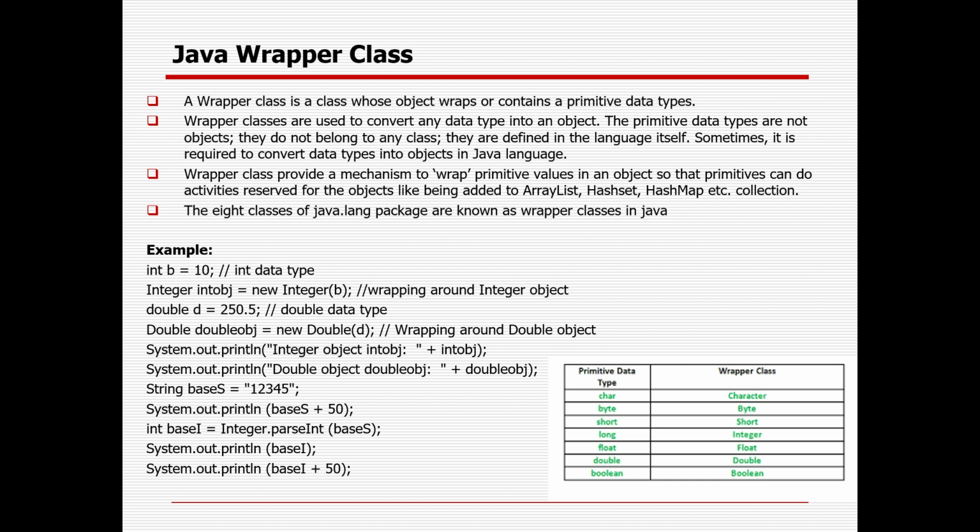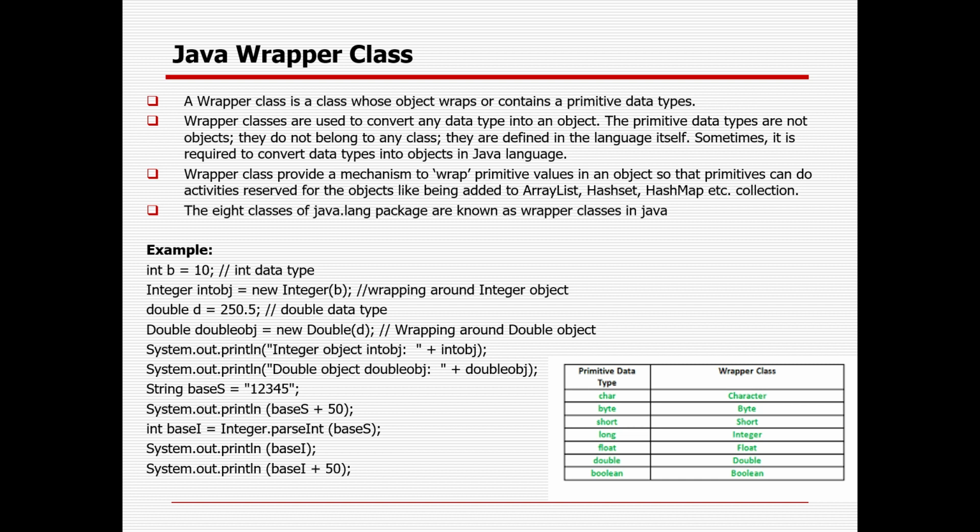For every data type there is a relevant wrapper class available. So I can convert the data type to a wrapper class, but the value will be pretty much the same. That way, whenever I deal with the Java collection framework, I should not face any problem. A wrapper class is a class whose object wraps or contains a primitive data type. Wrapper classes are used to convert any data type into an object. The primitive data types like character, byte, short, long, double, float, boolean, etc. are not objects. They do not belong to any class. They are defined in the Java language itself.